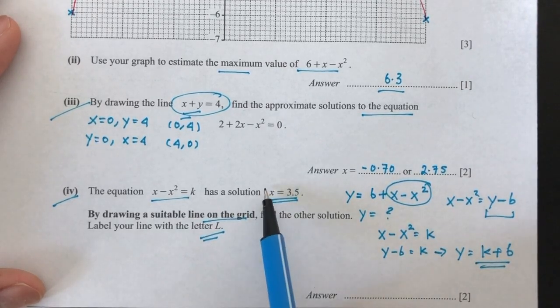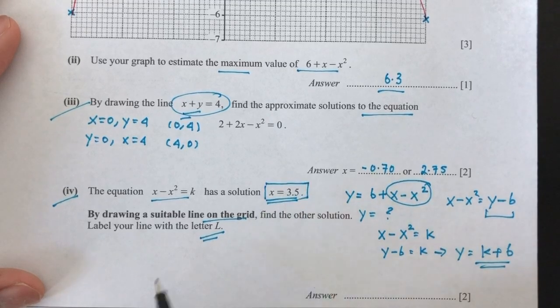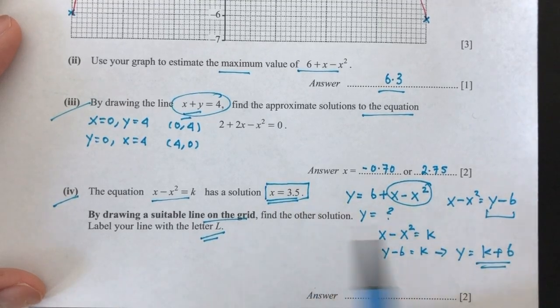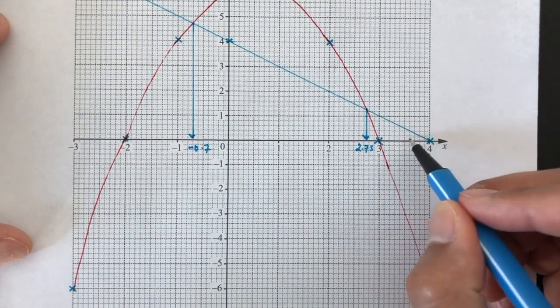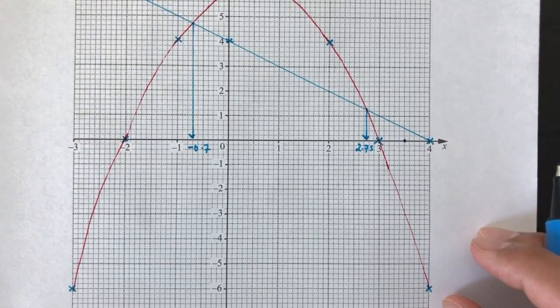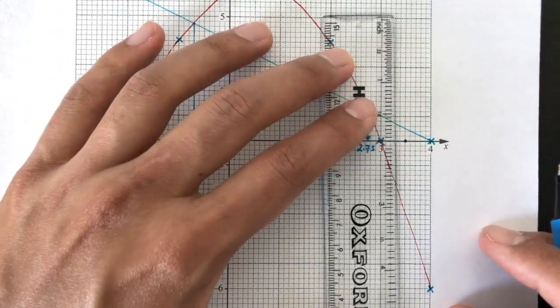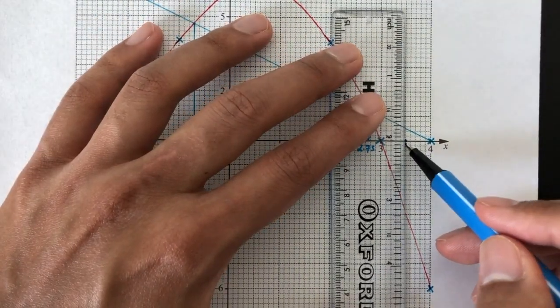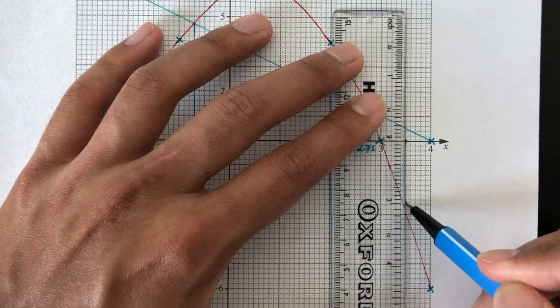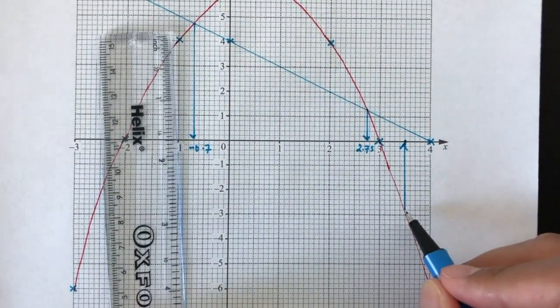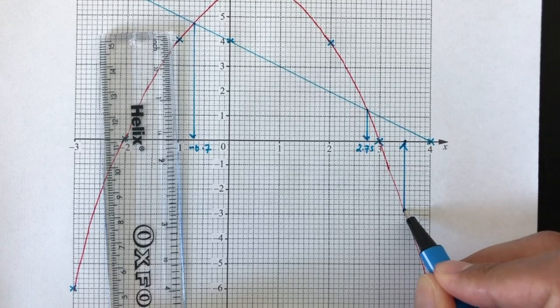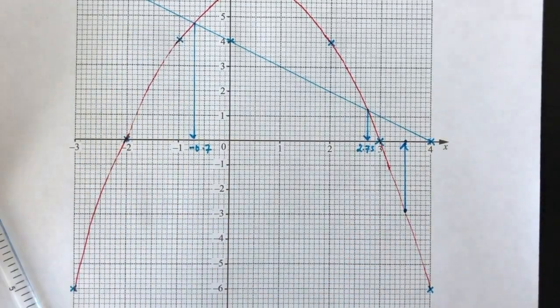Now the point is it has a solution of x equal to 3.5. So let's do that. Where is x equal to 3.5? It will be 3.5 is here. So by drawing that on this here, it's 3.5, so it means that it cuts the curve at this point. This is what it means.